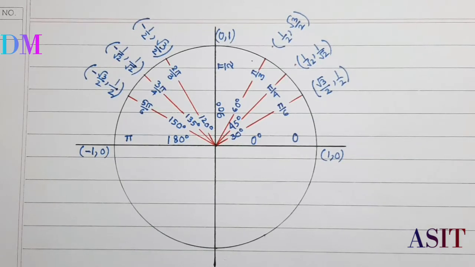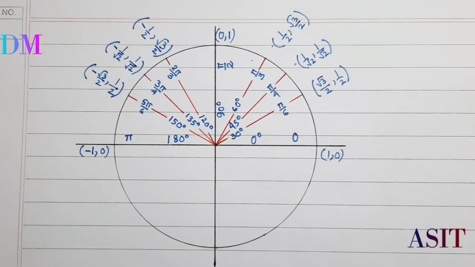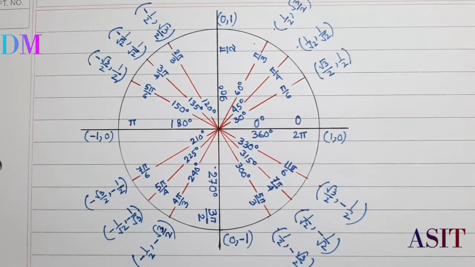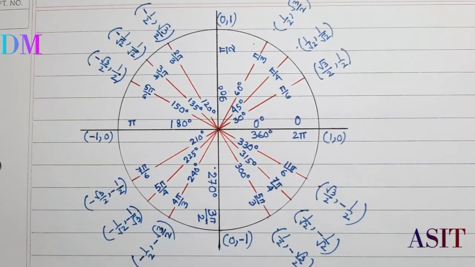Thus, we can complete the other half of this circle and we will get some values of cos and sine. Let us see what will be the values. Now you can pause the video and check the other half of the circle.